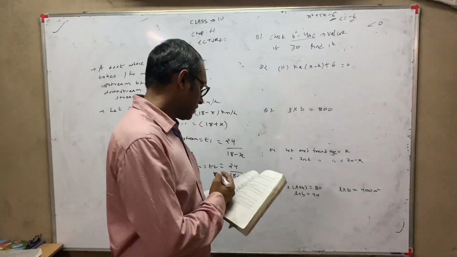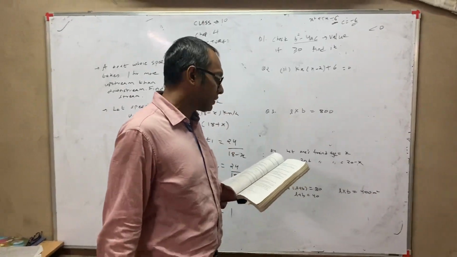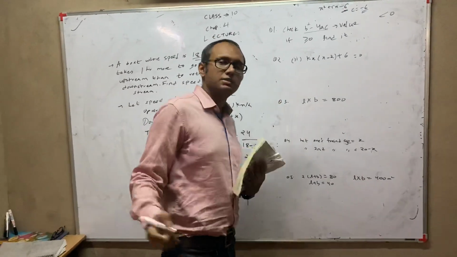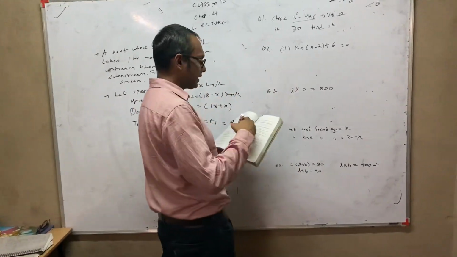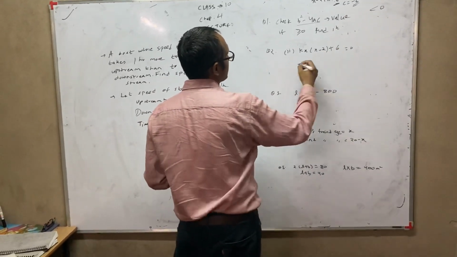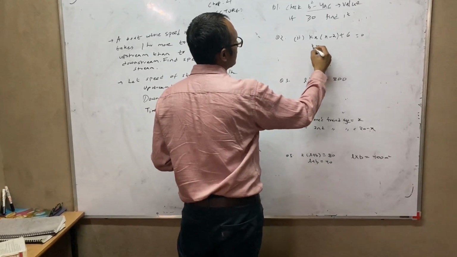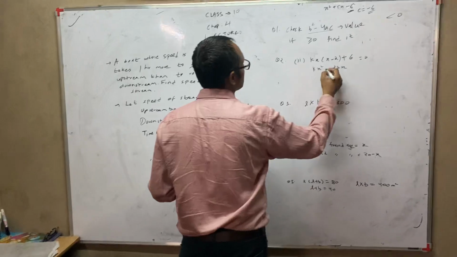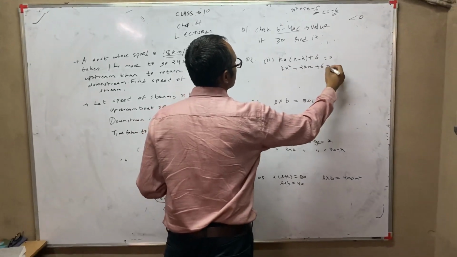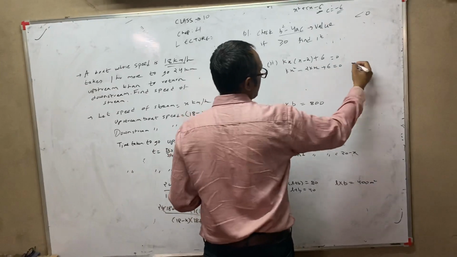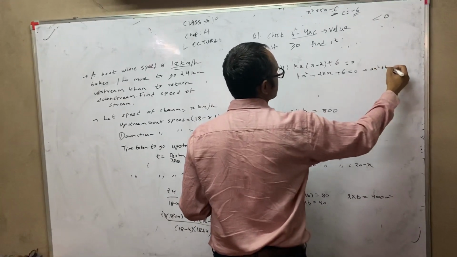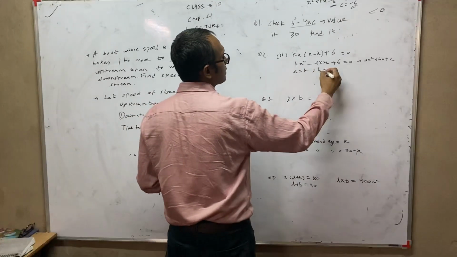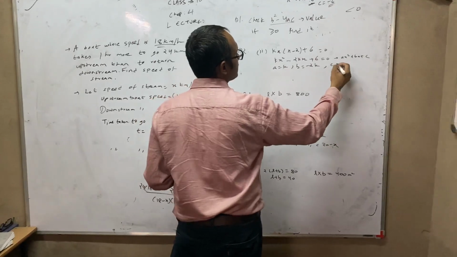Question number 2. Find the values of k for each of the following quadratic equations so that they have two equal roots. This second part I am doing fully so that you know how to do this sum. The second equation is written like this: kx into x minus 2, plus 6. So first I will just multiply this. So kx square minus 2kx plus 6 equal to 0. Now if I compare with ax square plus bx plus c, the value of a is k, the value of b is minus 2k, and the value of c is 6.